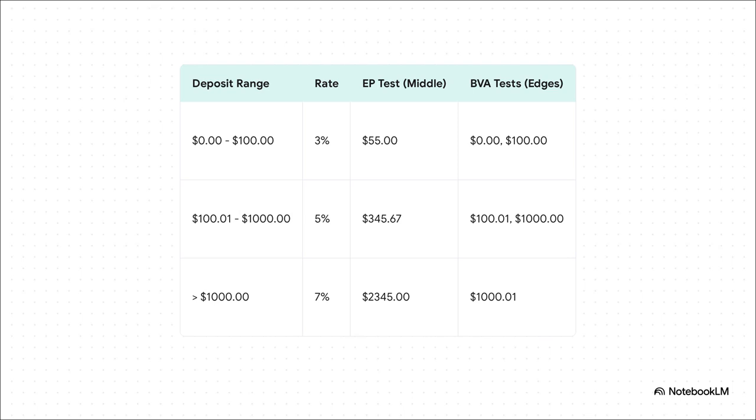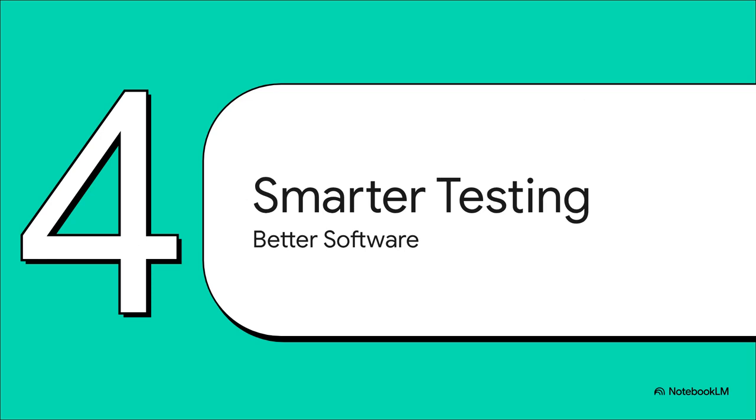And here it is, our final test plan. Look how incredibly efficient this is. For each interest rate tier, we have one EP test, something from the middle, like $55, just to check that the basic math works. Then we have our super targeted BVA tests, like $100 even and $100.01, to make absolutely sure the rate switches at the exact right moment. We've covered our bases so well with just a handful of smart tests. So you see, by combining these two techniques, we're building a test strategy that's both highly efficient and incredibly effective.